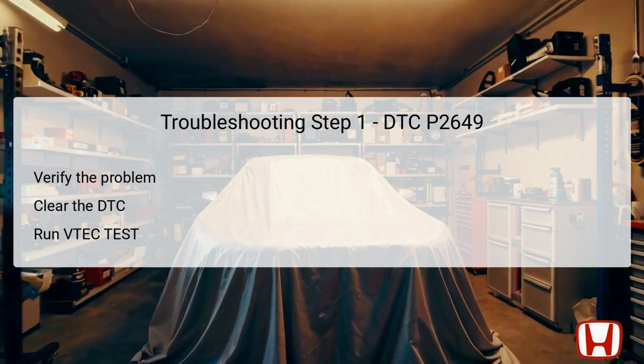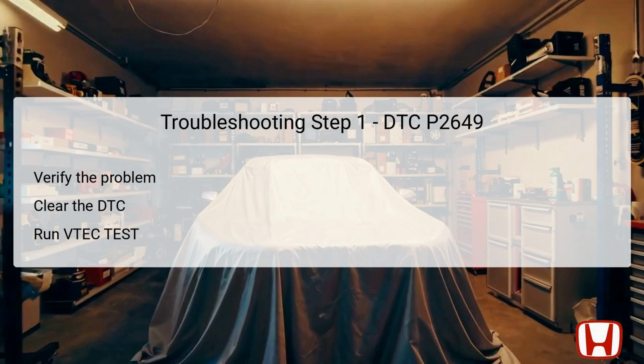In the first troubleshooting step for DTC P2649, the focus is on verifying the problem's existence. Begin by turning the vehicle to the on mode, as this enables the necessary systems to engage for proper diagnostics. Next, clear the DTC using the Honda Diagnostics System, HDS, which resets the system and prepares it for further testing.